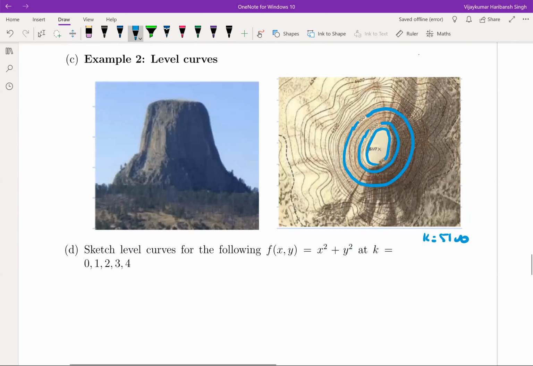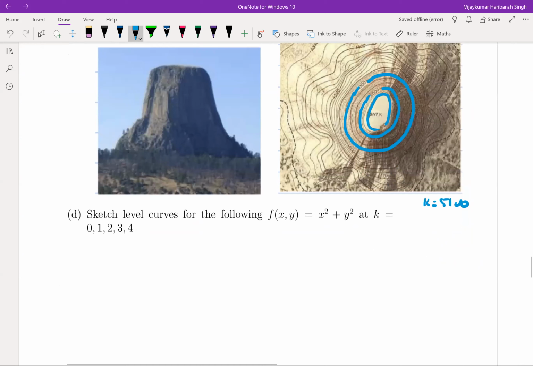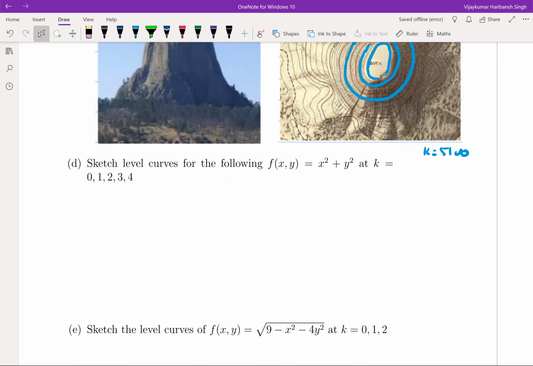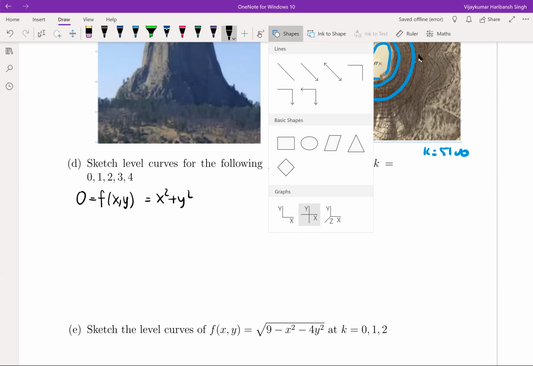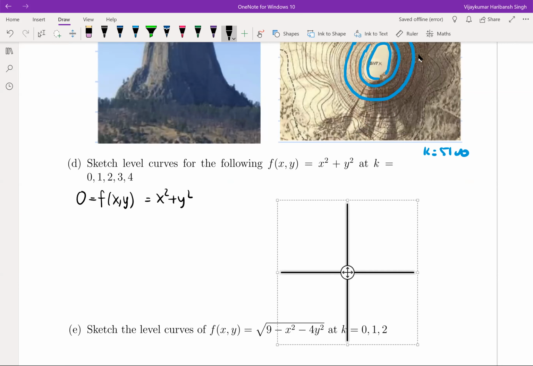Okay. So now let's draw a level curve for f of x, y equals x squared plus y squared for k equals 0, 1, 2, 3, 4. First of all, we take f of x, y and equate it to 0. This means x squared plus y squared equals 0, and that is essentially just a point. So that is going to be just a point.